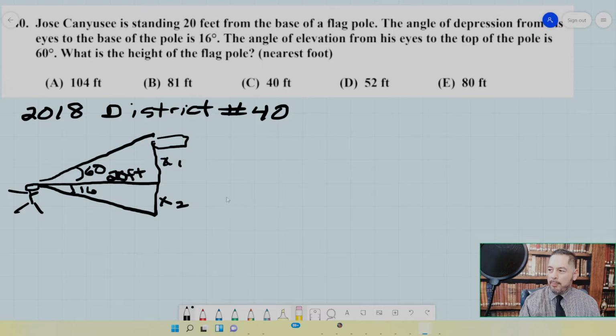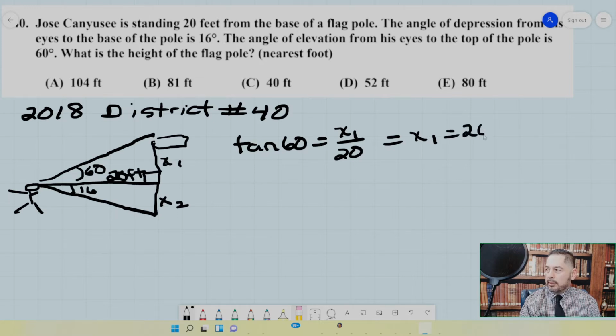So dealing with the angle of elevation, we have a right triangle right here. We have the adjacent to the 60 degree angle and we have the opposite. So to set up for x1, we know that the tangent of 60 degrees has got to equal the opposite over adjacent, x1 over 20. And so that implies that x1, or this upper length of the flagpole from his eyes to the top, is equal to 20 times the tangent of 60.